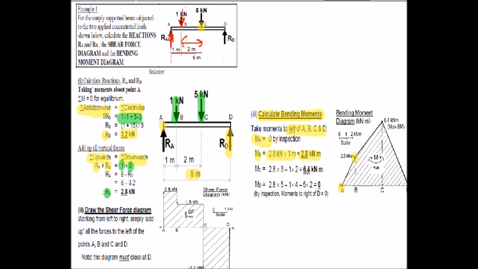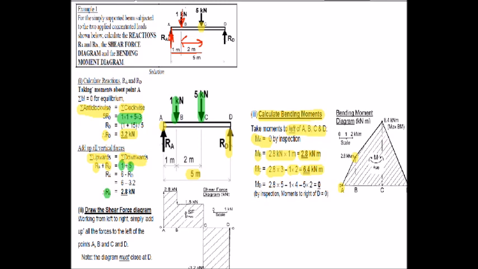So in my calculations, the bending moment at C will be 2.8 times 3, that's positive sense. And I subtract now, notice this moment has a negative sense, the 1 times 2 meters here. And that gives me 6.4 kilonewton meters.